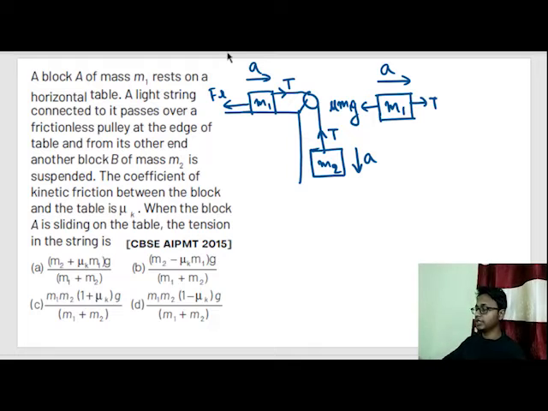Acceleration I assumed to be in this direction. And similarly for m2, if this body is accelerating towards the right, this body will be accelerating downward. So the forces are m2g downward and tension force upward.